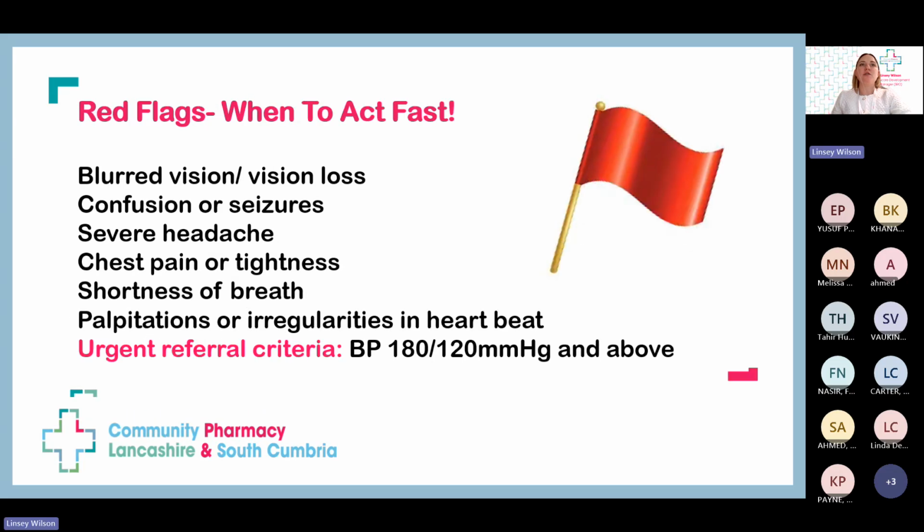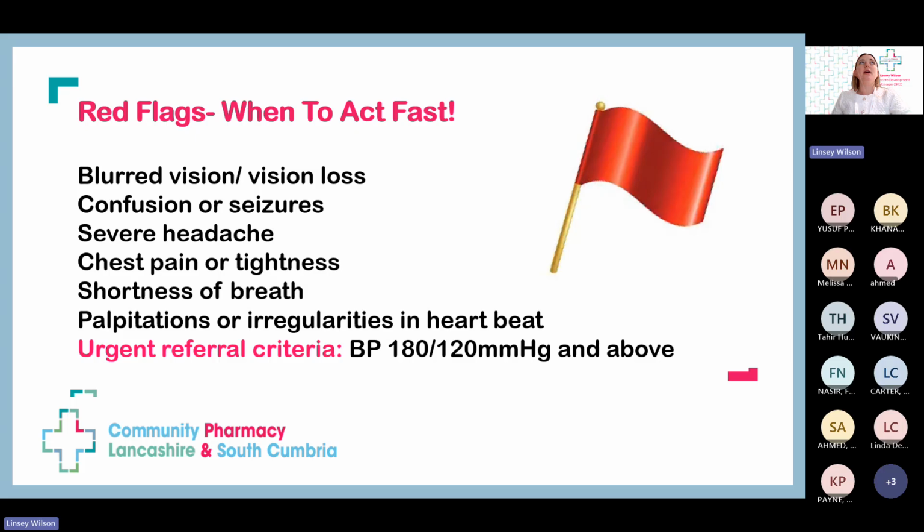So I've mentioned red flags a couple of times, and these are the things that we're looking out for. Even if they're not requesting a blood pressure check, but they're mentioning any of these symptoms to you, then we need to be referring them on to urgent care immediately. So blurred vision or vision loss, confusion or seizures, any severe headaches, chest pain or tightness, shortness of breath, palpitations or irregular heartbeat, they're all for urgent referral.